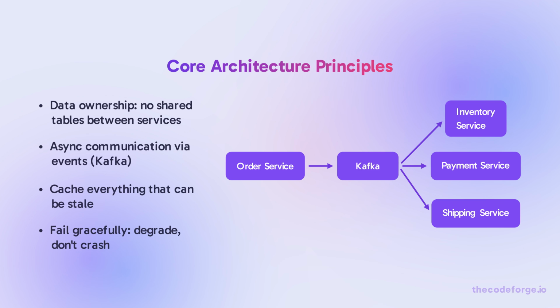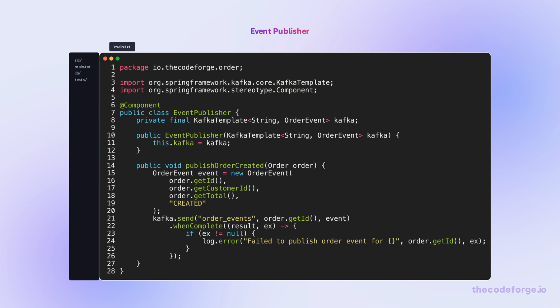Amazon's architecture is built on non-negotiable principles. Each microservice owns its data exclusively, communication is asynchronous where possible, cache everything that can be stale, and fail gracefully. These principles were earned through real production failures. Here's a real event publisher using Kafka. Each service publishes events asynchronously, decoupling the producer from consumers. If publishing fails, we log to a dead letter queue or retry.